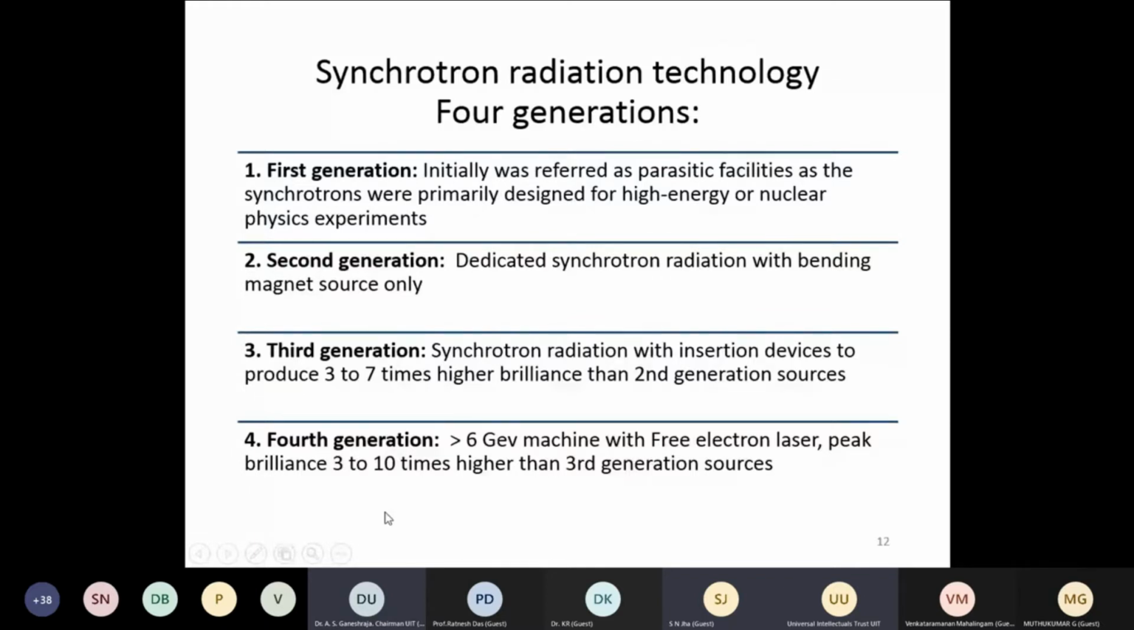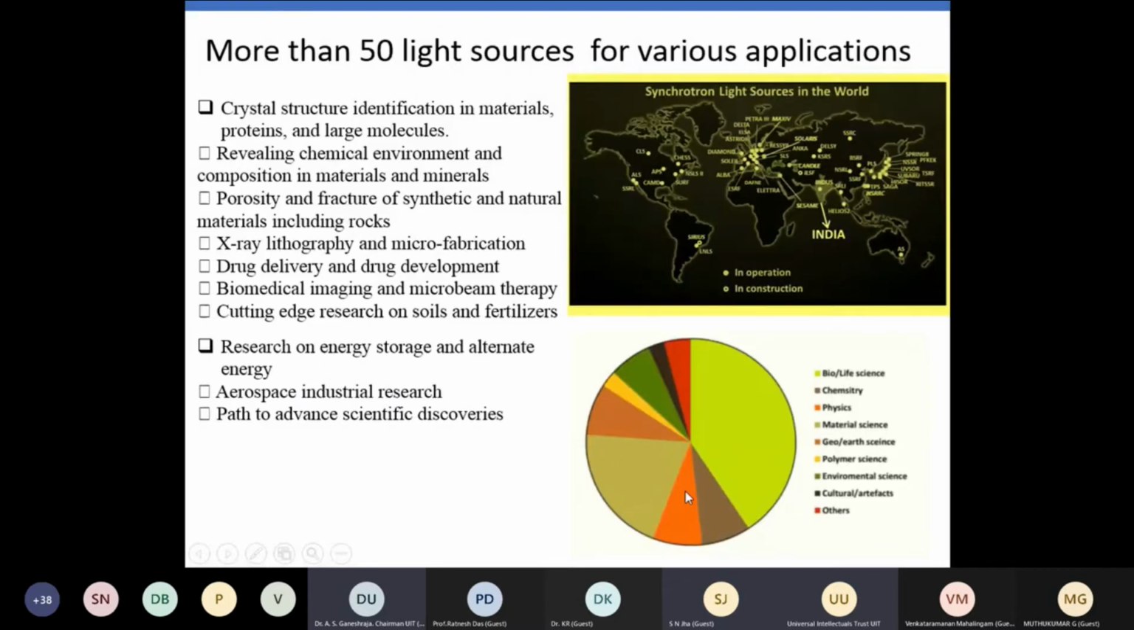More than 50 light sources are available in different places all over the world. And this is India, where we have only the Indus source right now, but there is also a plan to have a fourth generation source in the country. And this is the pie chart showing the utilization of the source. You can see the major chunk is taken by bio life science, where drug design and protein crystal generation are used by this source. Then of course we have chemistry, physics, environmental science, and industrial, all the things are there.